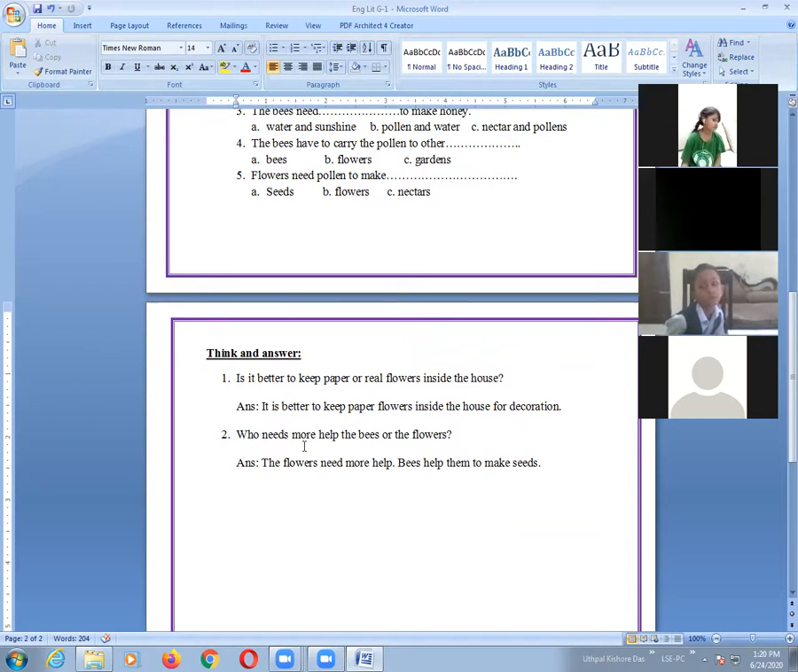Now, number two: who needs more help? The bees or the flowers? The flowers need more help. Bees help them to make seeds.